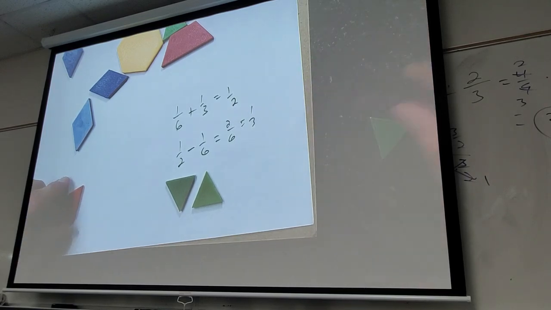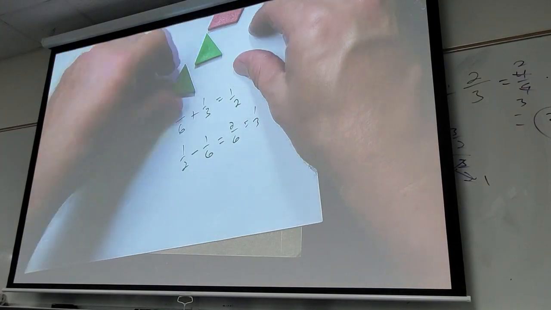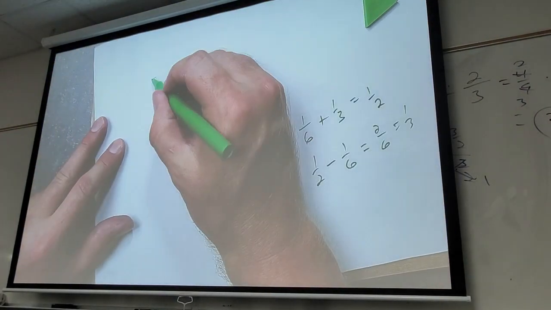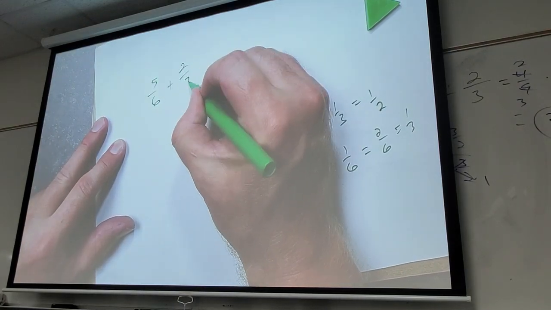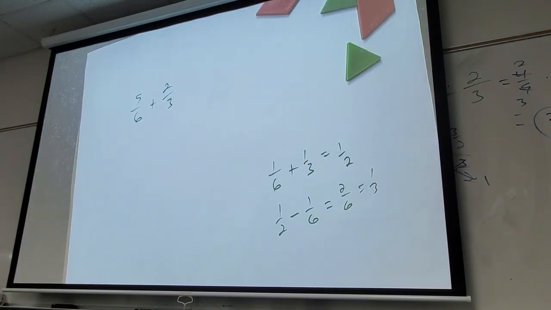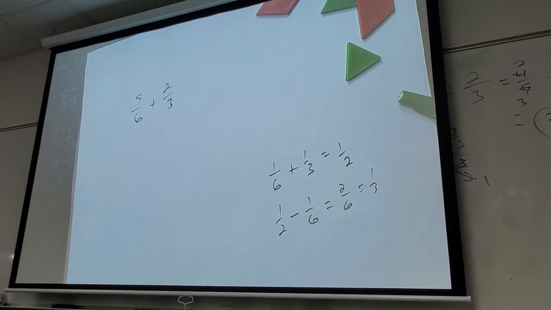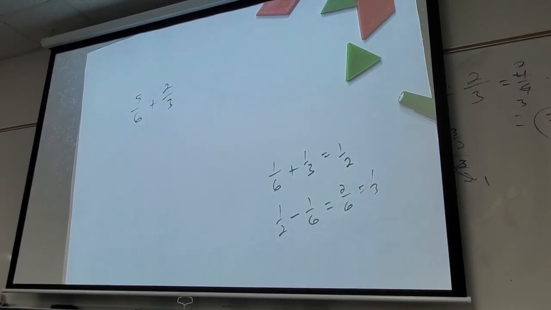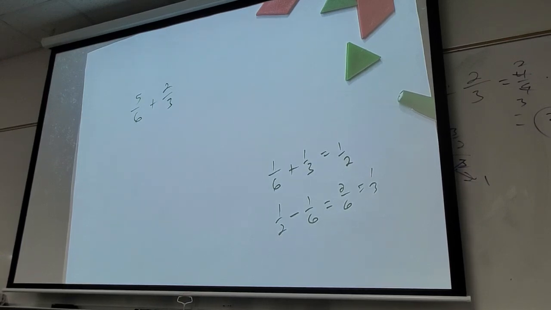Now, what about if I do this? What about 5/6 plus 2/3? So take a minute and try to figure out what that is. You're going to need to take out some more parts. You've got a whole bunch of parts. You need to take some more out, right? So represent 5/6. I think everybody has enough pieces, right?